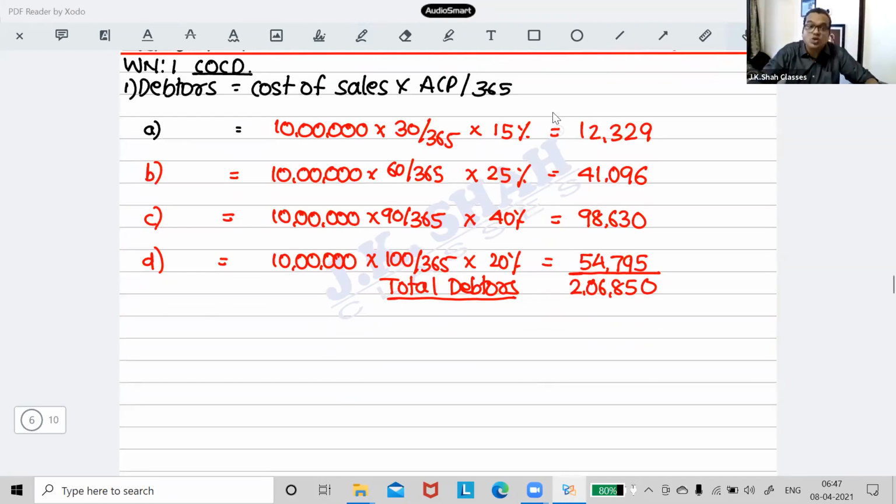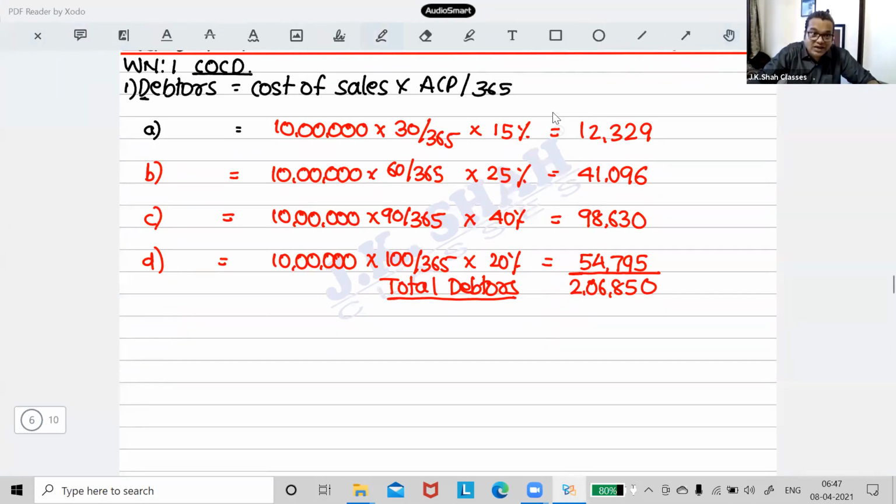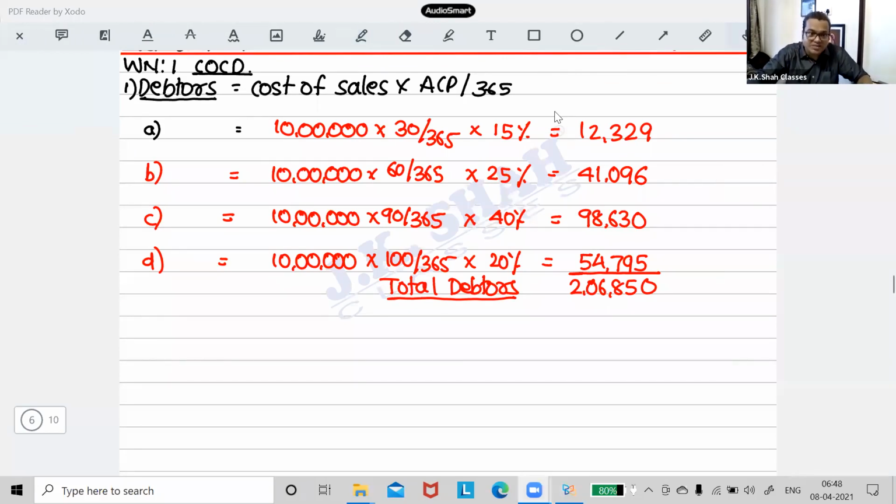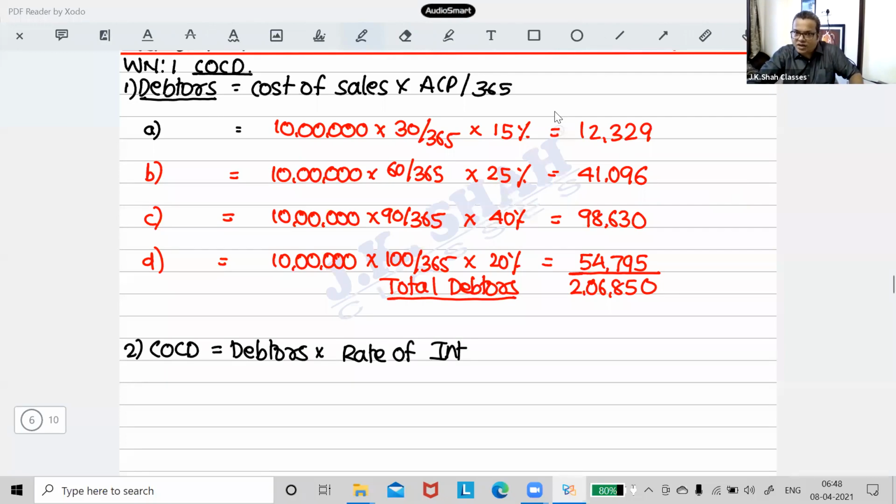And then back to what we were doing. We were doing calculation of COCD. In that, we have done with step number one. That is what debtors, correct? Okay. So now step number two. Wait a minute. Now net benefit somebody has posted. Give me some time. So after getting the debtors, the step number two is what? COCD, which is what? Cost of carrying debtors into rate of interest. Opportunity cost is 20%.